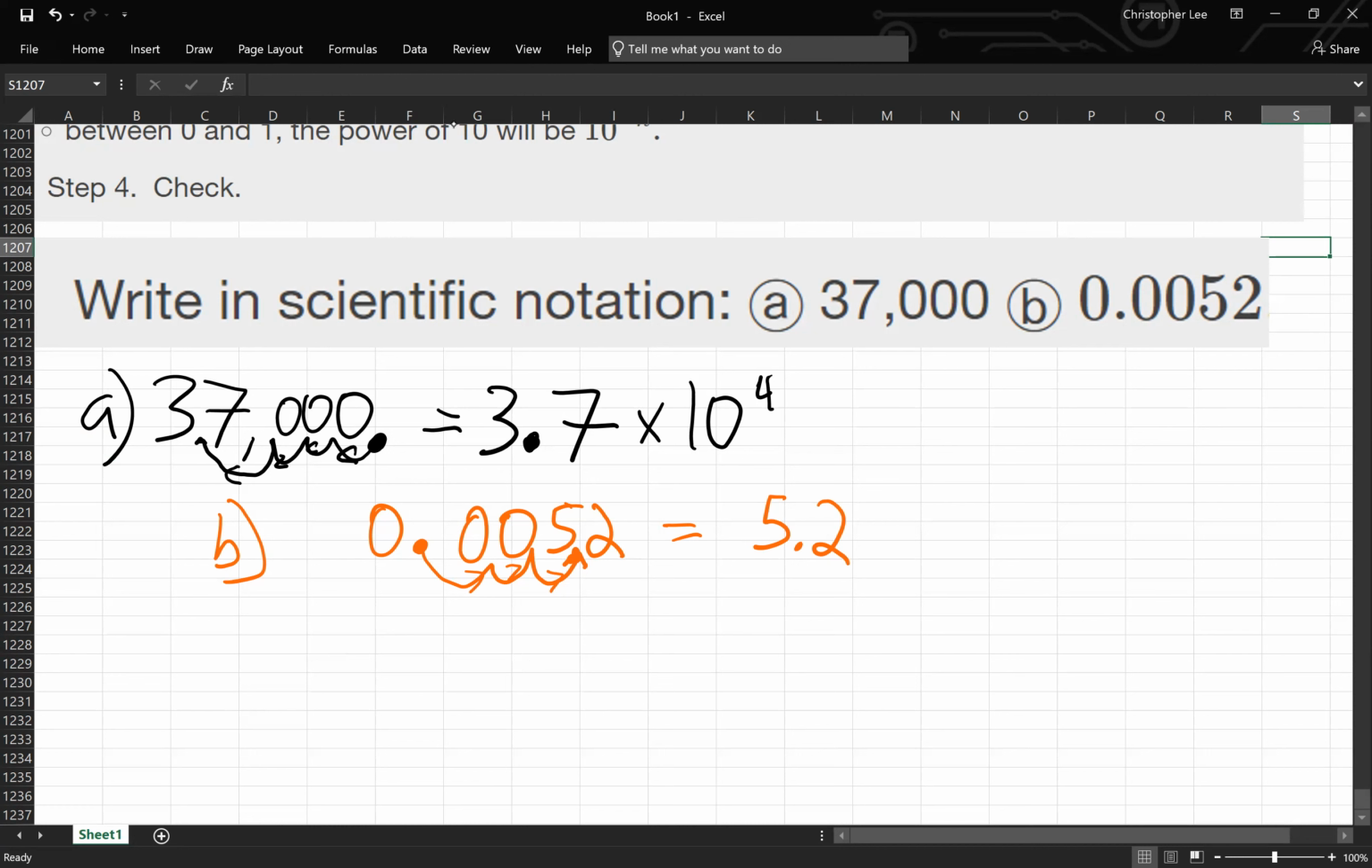5.2 times 10, and I moved it 1, 2, 3 times? 10 to the negative 3 power. So if I move it to the left, it's positive. To the right is negative. And that's scientific notation right there.